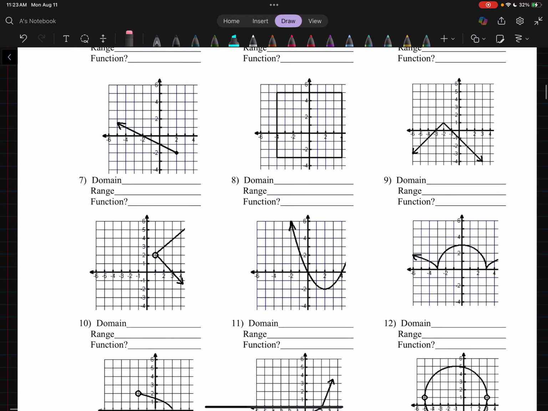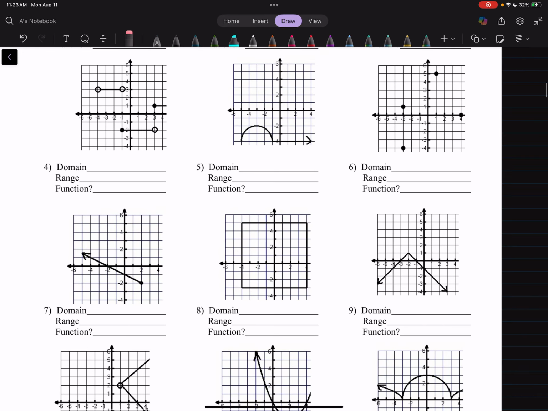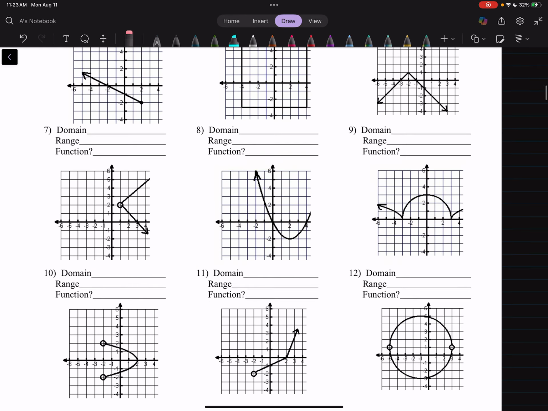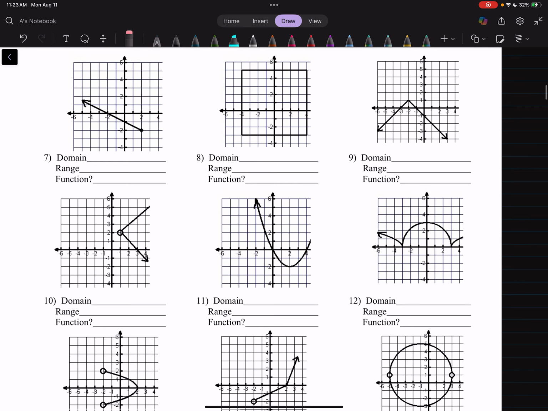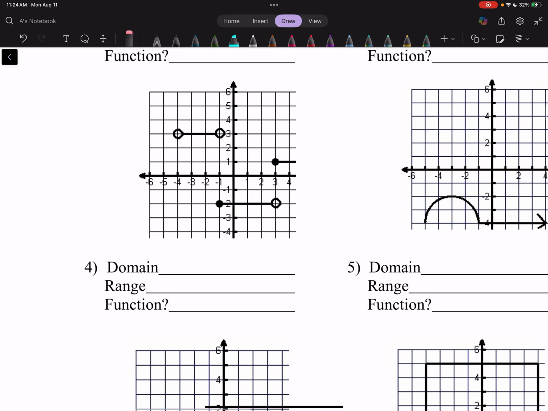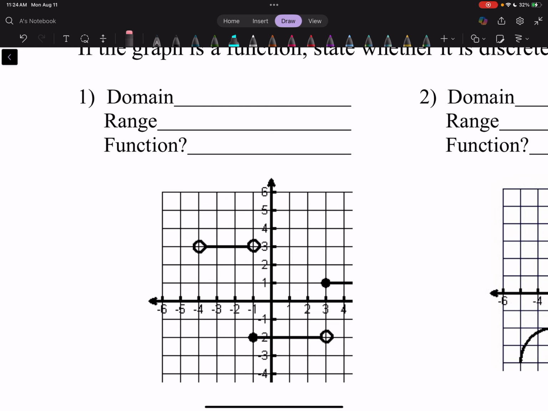Now, you have 12 problems here. I encourage you to try them all, but I'm going to work out one in each row for you, and then I'm going to let you have a chance to pause the video, try the rest, and then I'll show you the answers. All right. Let's do this first one. I'm going to look for the domain, the range, and if it is a function.